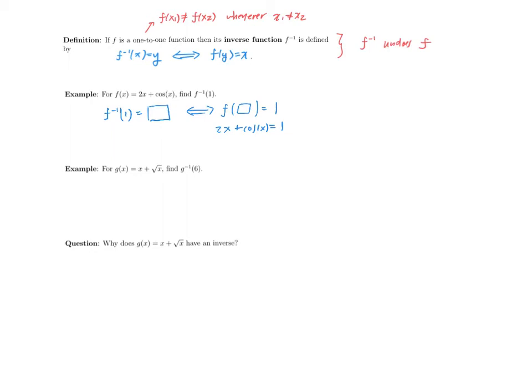And this is a hard equation to work with algebraically, so instead what I would encourage you to do is to just think of common values. And in this case, if x is 0, cosine of 0 is 1 and 2 times 0 is 0, and the only solution is x equals 0. And because f of 0 is equal to 1, f inverse of 1 is equal to 0.